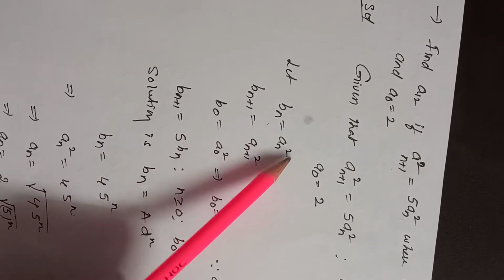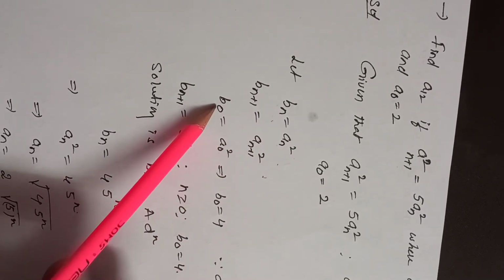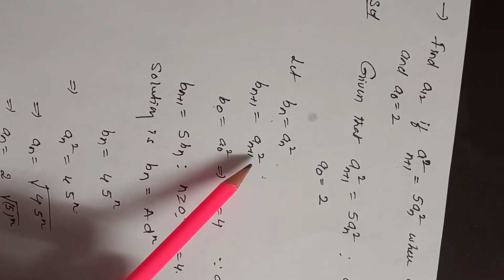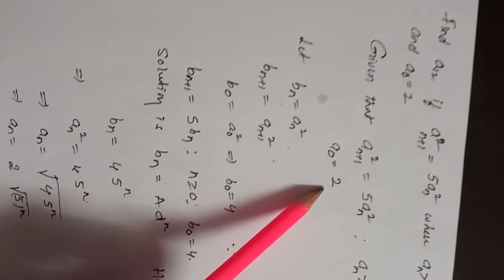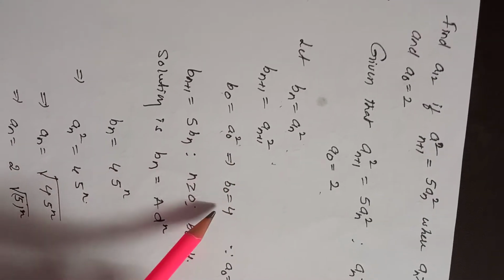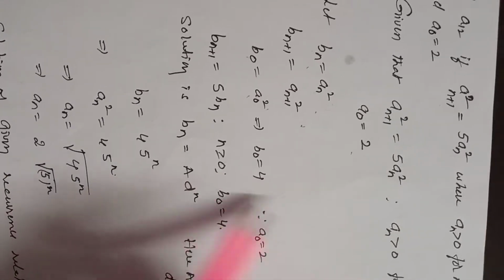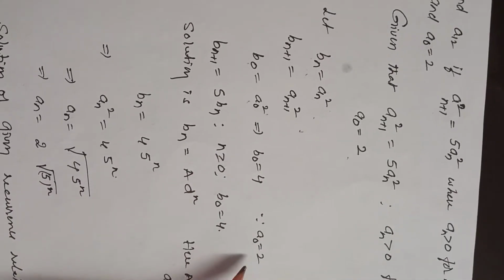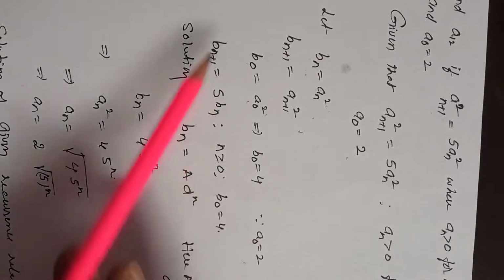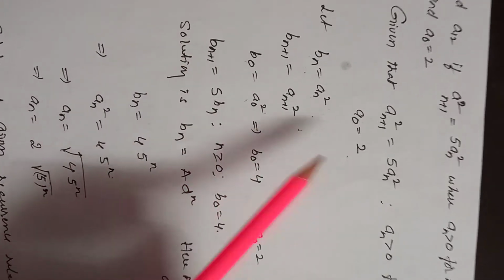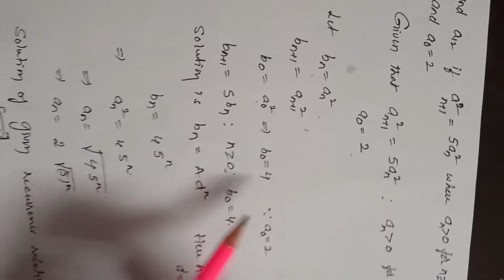b_n is equal to a_n square. Now put n = 0, you will get b_0. n = 0 means a_0 square. But a_0 is equal to 2 here. 2 whole square means 4. Therefore b_0 value is equal to 4. Right? Since a_0 value is equal to 2, b_0 is equal to a_0 square, so b_0 value is equal to 4.